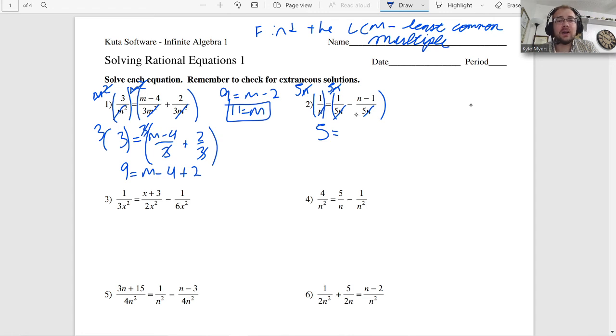The 5ns cancel on the right side all around. So I have 1 minus, ooh, careful, 1 minus the quantity n minus 1. Now, I didn't have to have a parentheses around the n minus 1 because it was grouped by the fraction. But if I get rid of the fraction, I still have to group it. This is kind of like it has a parentheses around it, low key, because it's a fraction and it is all over that 5n that got canceled out. So we have to be really careful there.